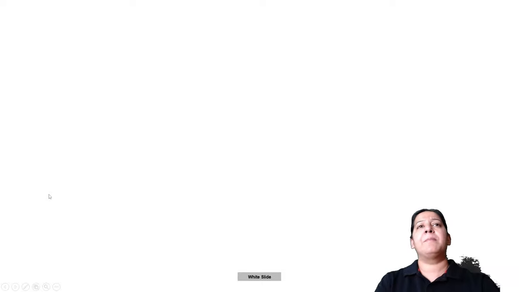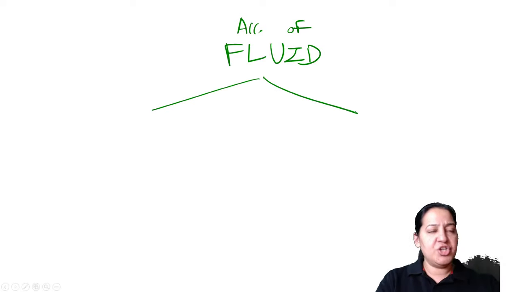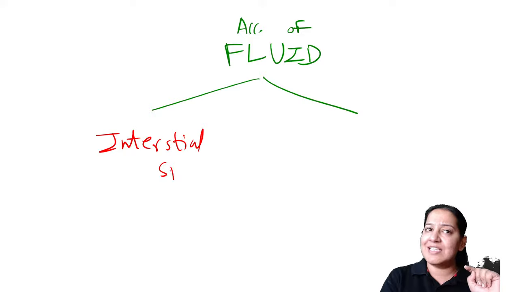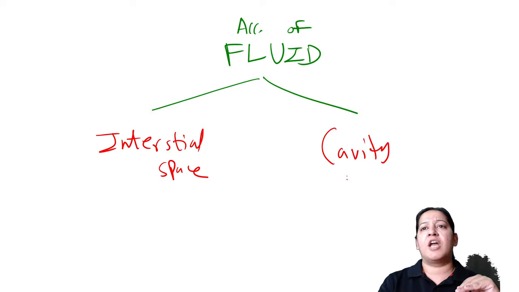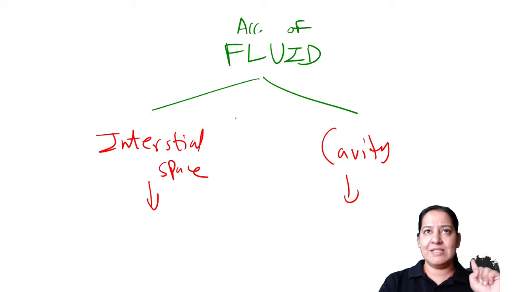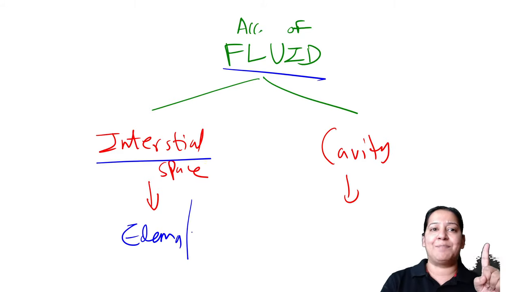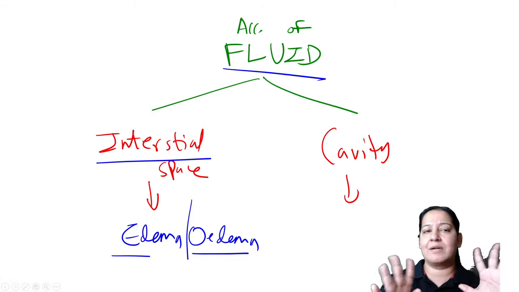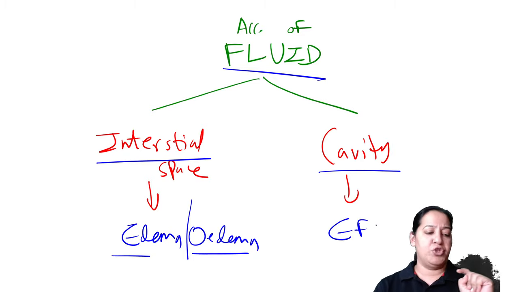Give me a thumbs up. So the summary is that abnormal and excessive accumulation of fluid, if it takes place in interstitial space, the space between the cells, or in a cavity, what are the two terminologies? If the abnormal and excessive accumulation of fluid takes place in interstitial space, it is known as edema. Edema can be spelled this way also, and this way also. In some books the spelling is this, in some books the spelling is this. So both spellings are considered correct. If it is excessive accumulation of fluid in the cavity, it is known as effusion.